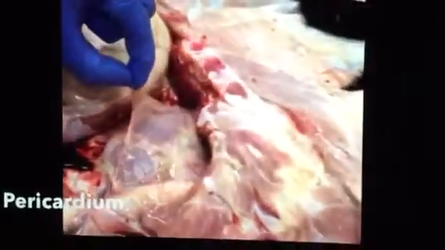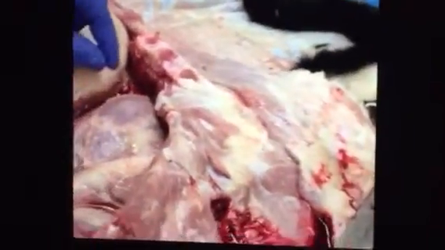This is a pericardium. The pericardium covers the heart. The pericardium or pericardial sac is filled with pericardial fluid, which reduces friction.